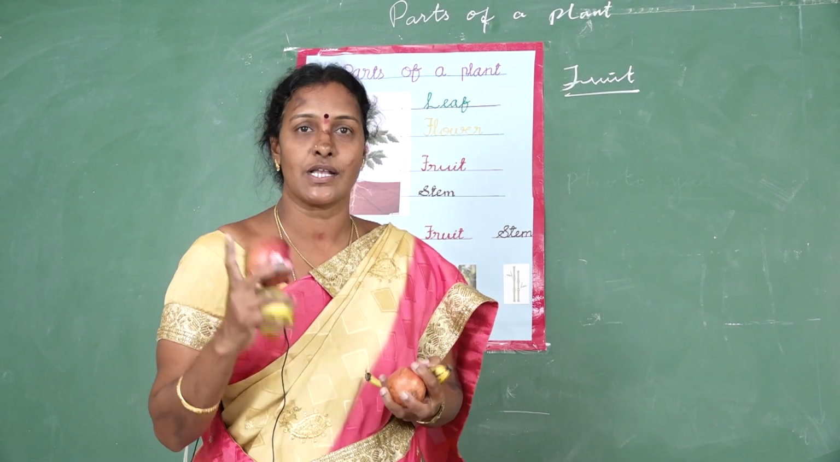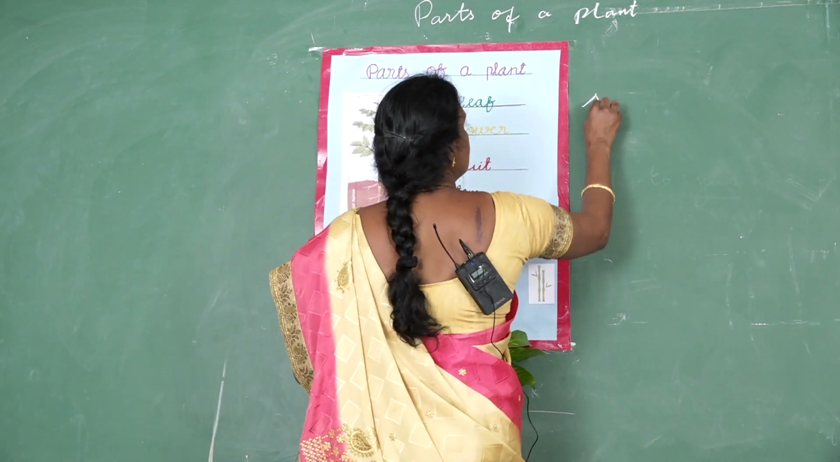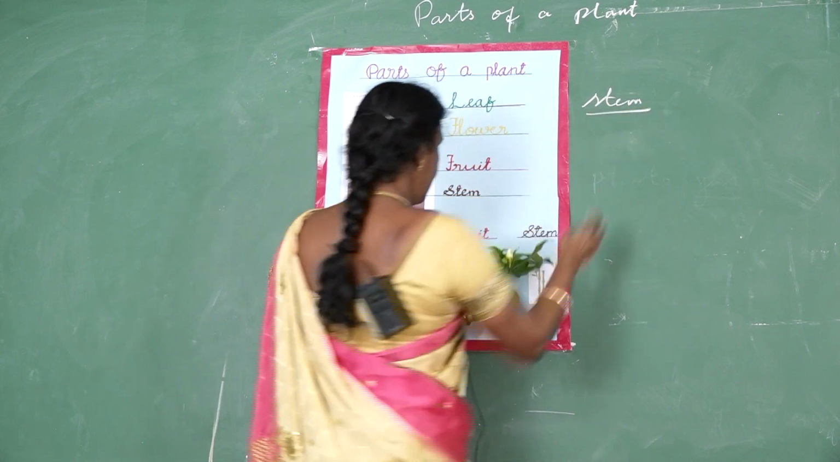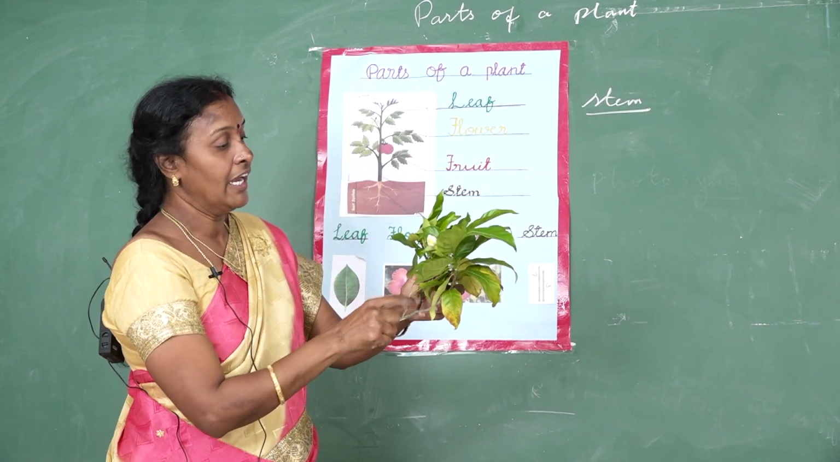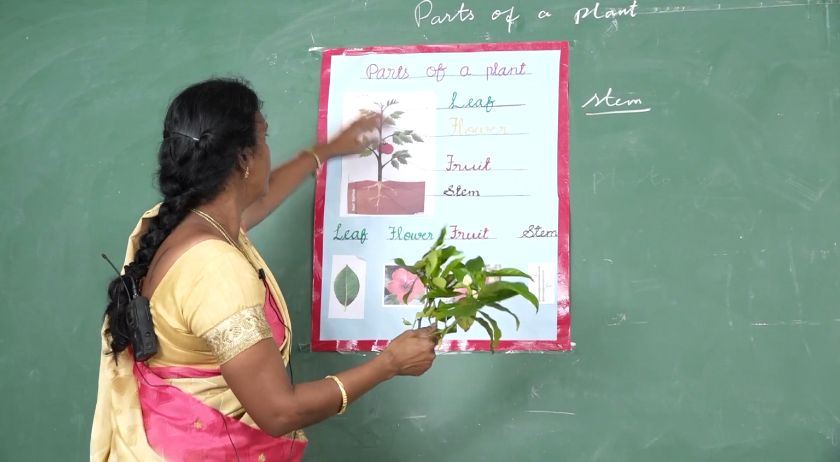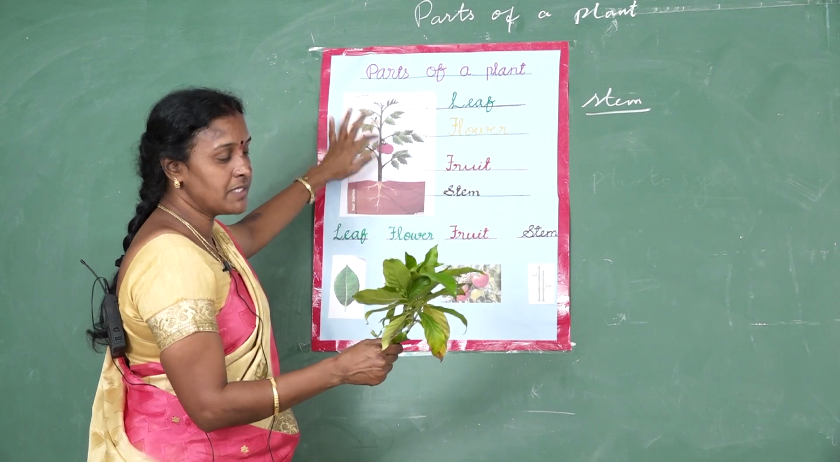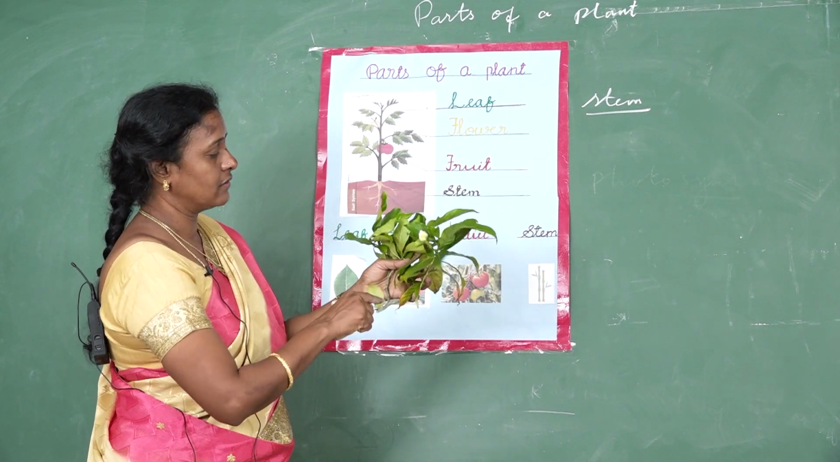Some fruits have one seed. For example, mango. Now we see about the stem. It is the main part of the shoot system. It gives support to the plant. Stems carry water and fruit throughout the plant.